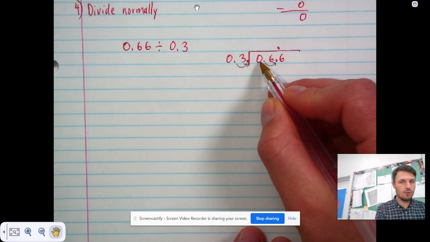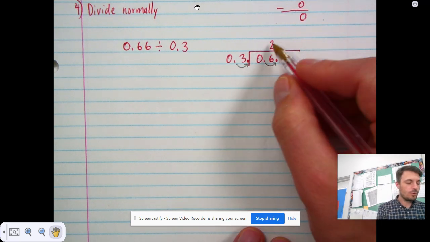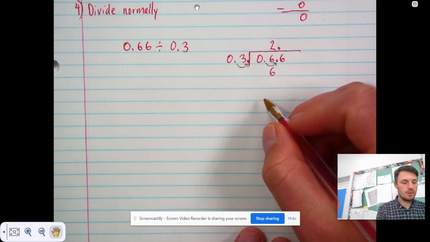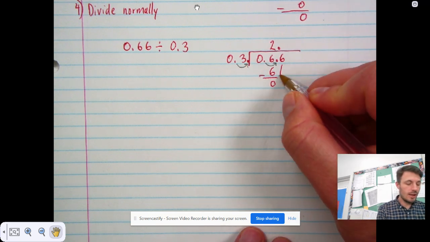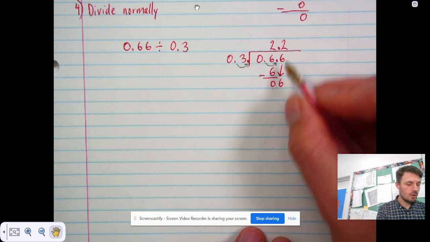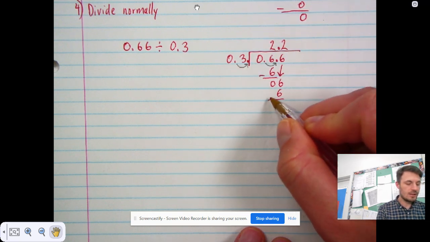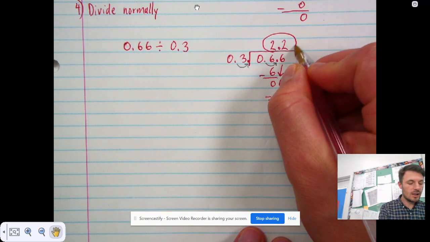3 can't fit into 0, but he can fit into 6 2 times. 2 times 3 is 6. 6 minus 6 is 0. 0 is smaller than 3. Now we bring down the 6. 3 can go into 6 2 times. 2 times 3 is 6, and 6 minus 6 is 0. The answer is 2 2/10.